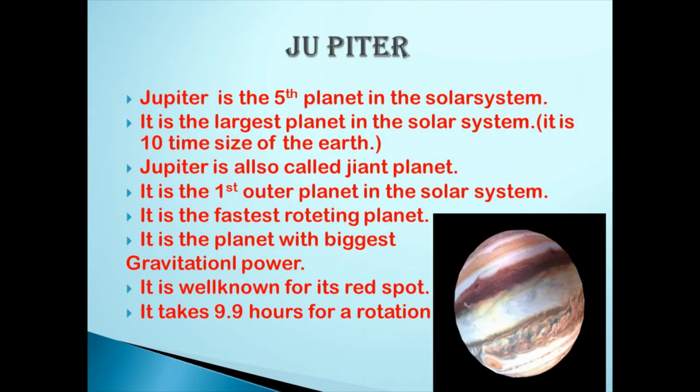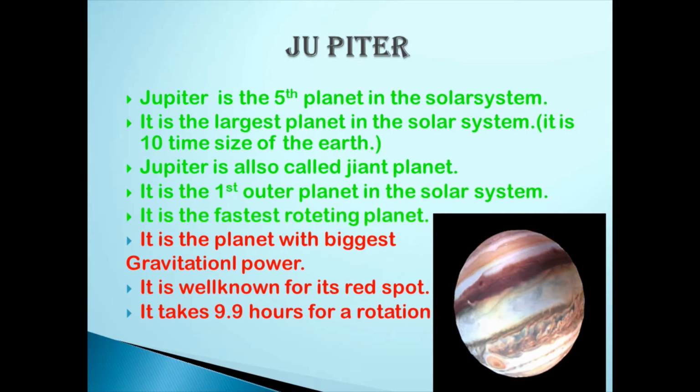Jupiter. Jupiter is the 5th planet in the solar system. It is the largest planet in the solar system. It is 10 times the size of the Earth. Jupiter is also called the giant planet. It is the first outer planet in the solar system.